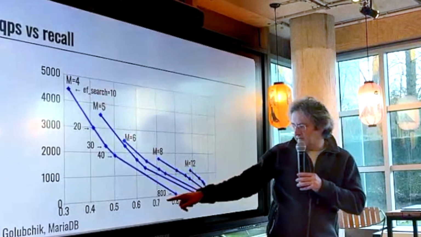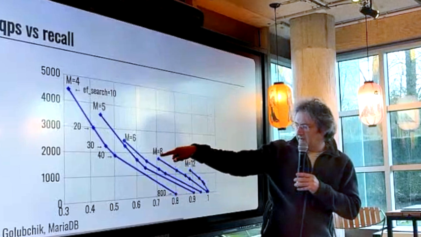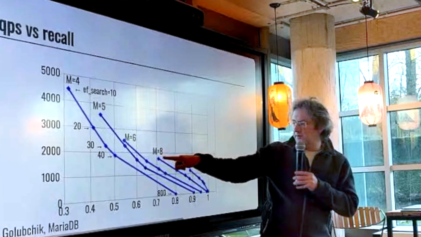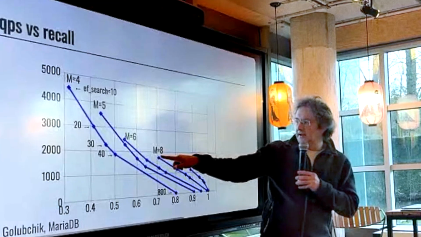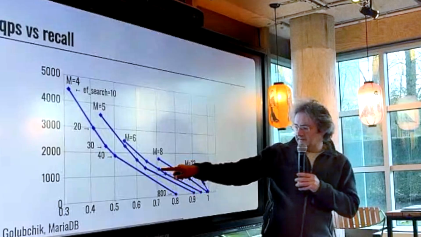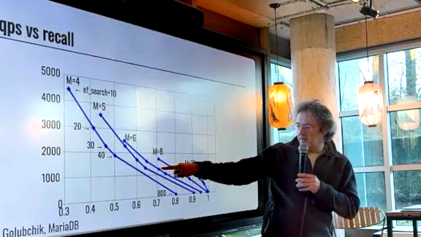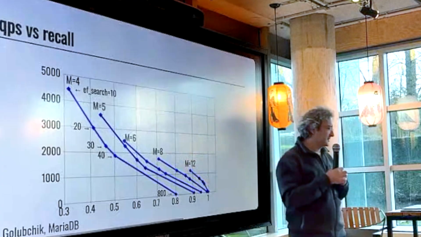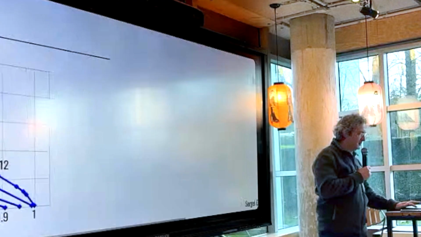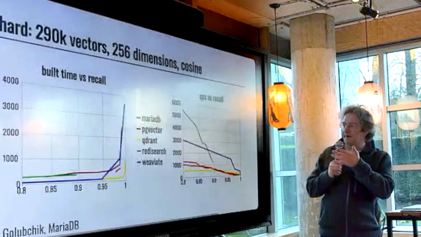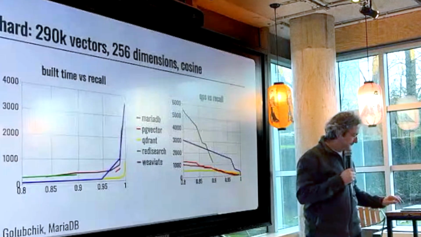So if you want to have recall of 0.7, you can get the best QPS if you use m equals 8 and EF equals 10. And this is the dot you'll have in the graph. It will not show you this dot because you'll get the same recall but worse QPS. It shows the best for every possible dot. That's the line you get in the results. So yeah, this is the comparison on the difficult data set.